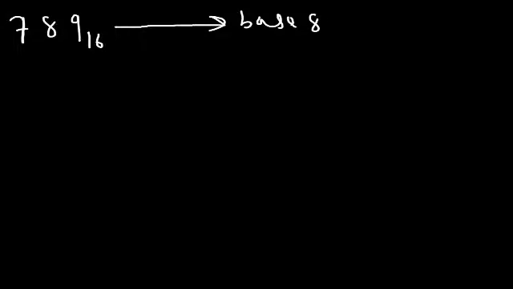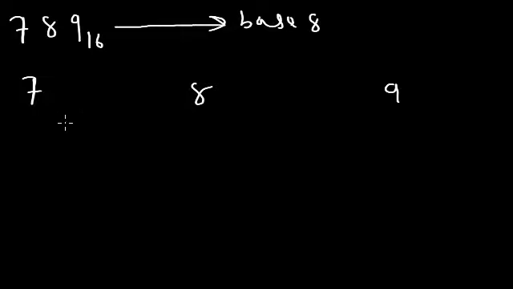I believe you know that numbers in base 16 are known as hexadecimal numbers, while numbers in base 8 are known as octal numbers. So what we're going to do first is convert the base 16 number, which is hexadecimal, to binary first. After that, we convert it back to octal. So let's begin. To convert 789 in base 16 to binary, what we need to do is split the digits 7, 8, 9.